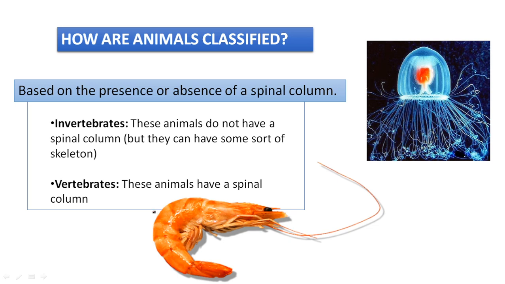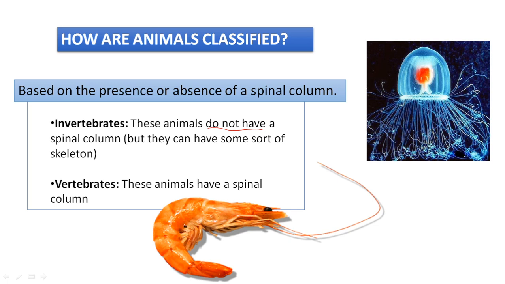So the first type of classification is based on the presence or absence of a spinal column. Based on that, we can distinguish between invertebrates and vertebrates. Invertebrates, as you probably know already, these animals don't have, let me highlight this, they don't have a spinal column, right? Maybe you have learned that they don't have a skeleton, but that's not completely true. These animals can have some sort of skeleton.